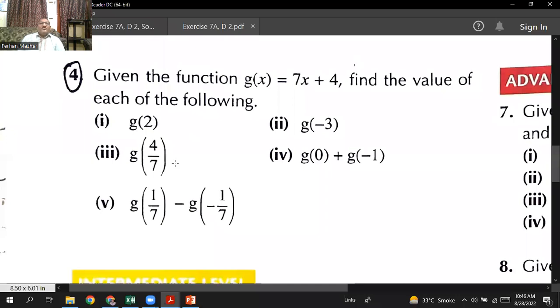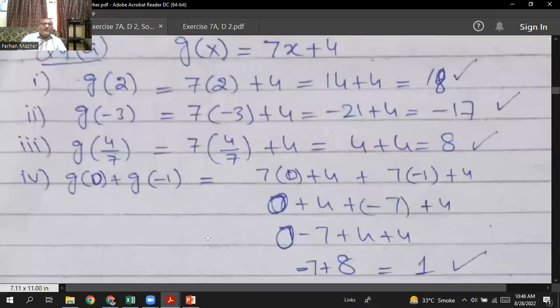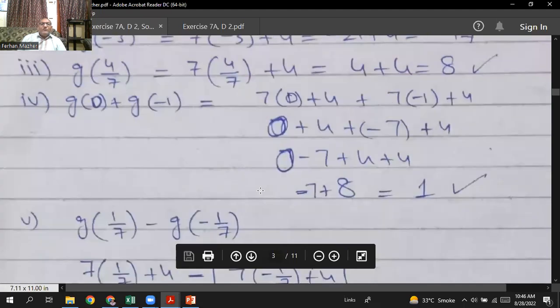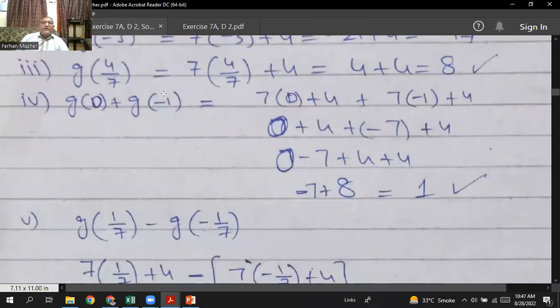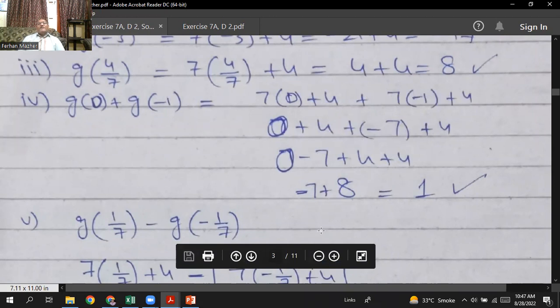Okay, so now we have g of 0 plus g of minus 1. So g of 0 means in that formula, wherever the x is, substitute it with the 0, and g of minus 1 means wherever the variable is in that function, substitute it with the minus 1. So you will have 7 into 0 plus 4 plus 7 into minus 1 plus 4. So this is 0 plus 4, and this will be minus 7 plus 4. It will be minus 7 plus 4 plus 4, and it will be minus 7 plus 8, and that will be 1. So hopefully you understand.